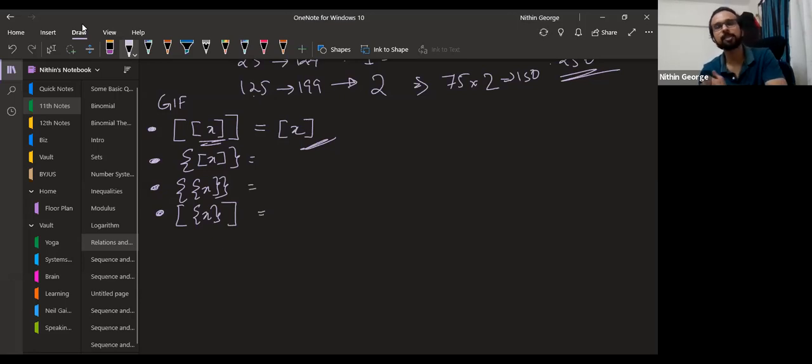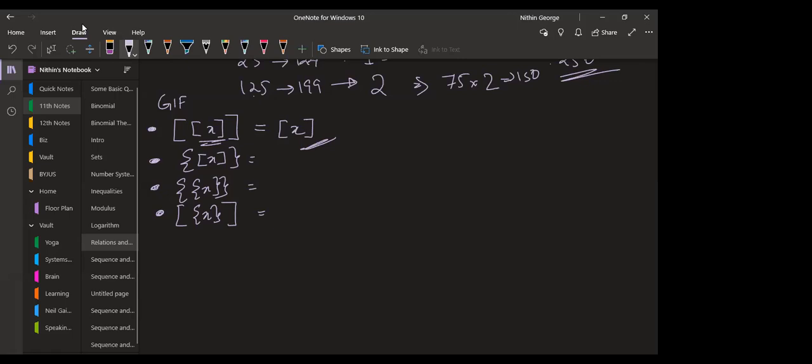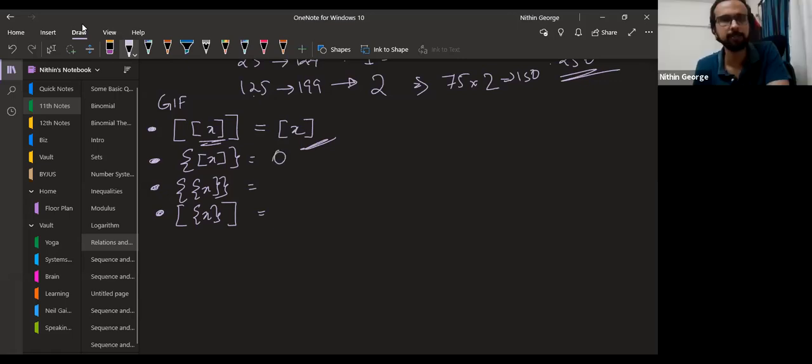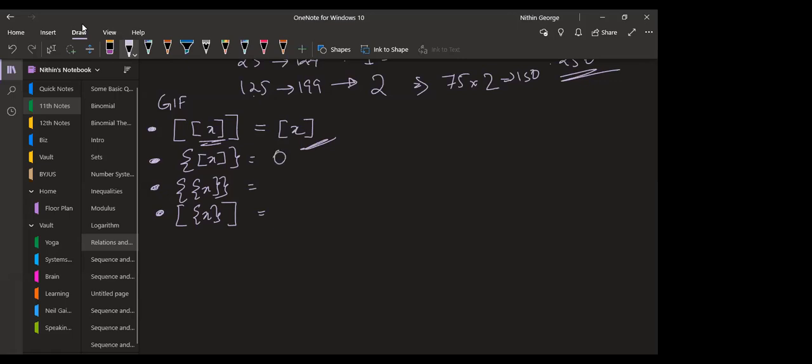Guys, the second one. What about the second one? 0. Fractional part of an integer will be 0. Just think like that. Okay, guys, I need more responses. The next one.